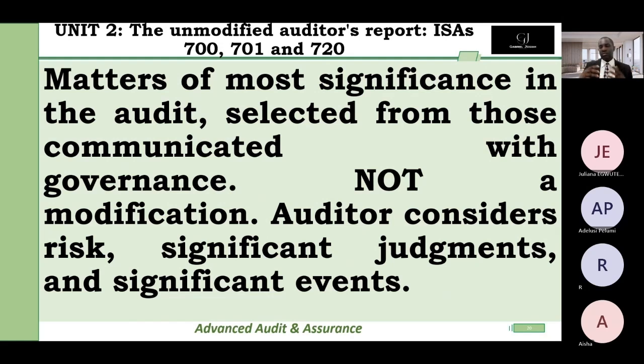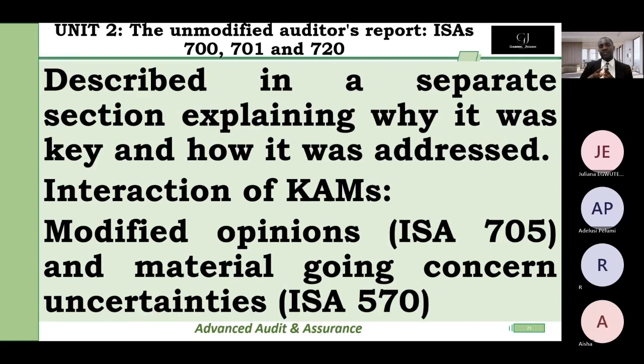It's not a modification, but the auditors consider risk and significant judgments and significant events. This is very important. So any event that would impact the decisions of management and key stakeholders should be given utmost priority. So it's described in a separate section explaining why it was key and how it was addressed. So if, for example, management is concerned about a particular area of the company or the financial statements, they will speak to the auditors, and the auditors will address it.